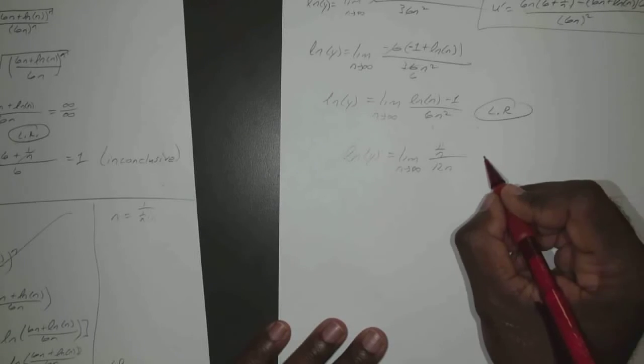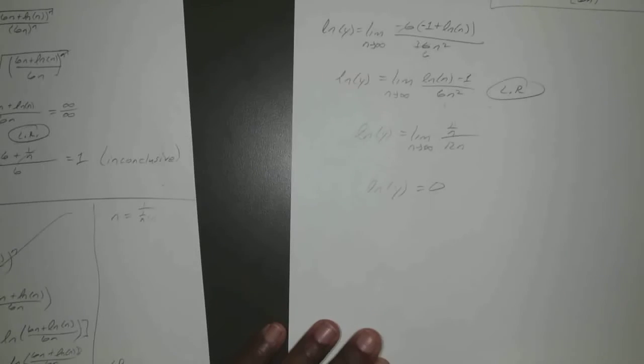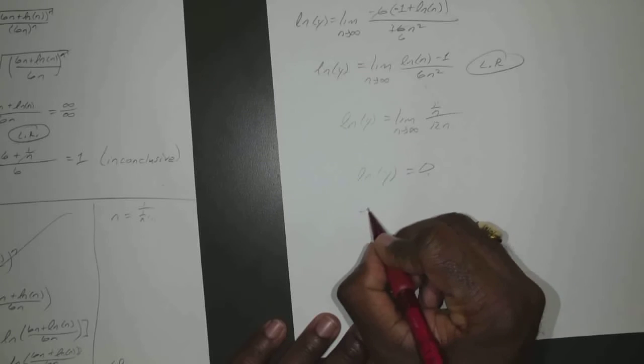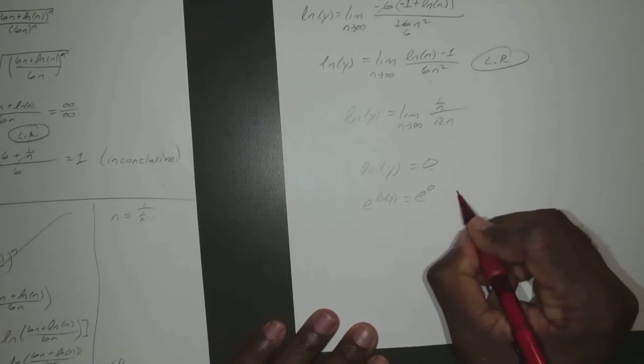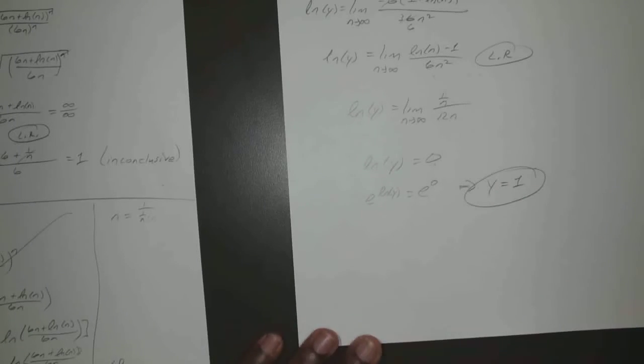and bigger. So we end up with natural log of y is equal to 0, which isn't our answer yet because we have to raise both sides to e. So e to the natural log of y equals e to the 0. Are you serious? y equals 1.